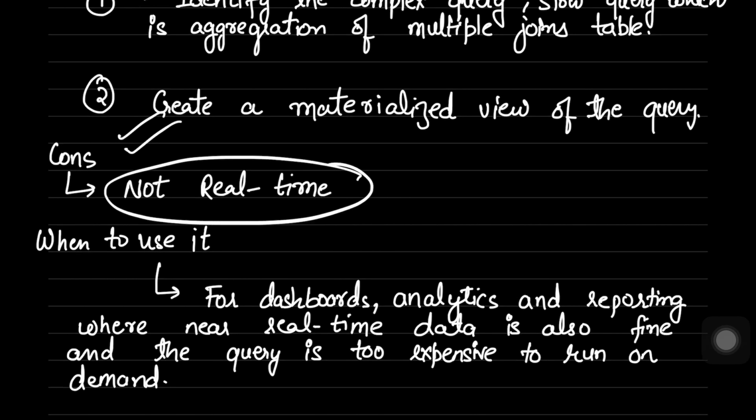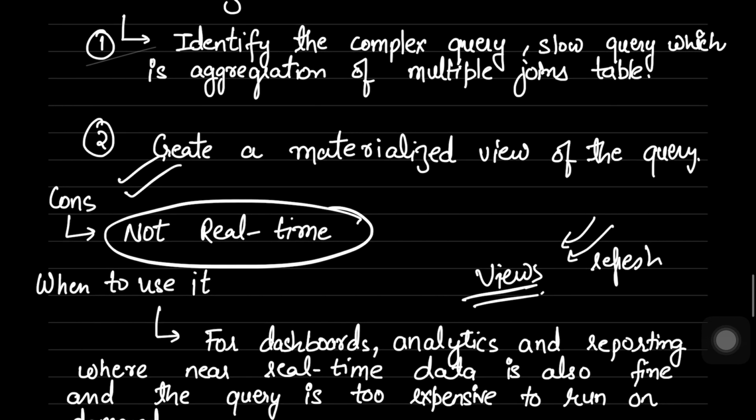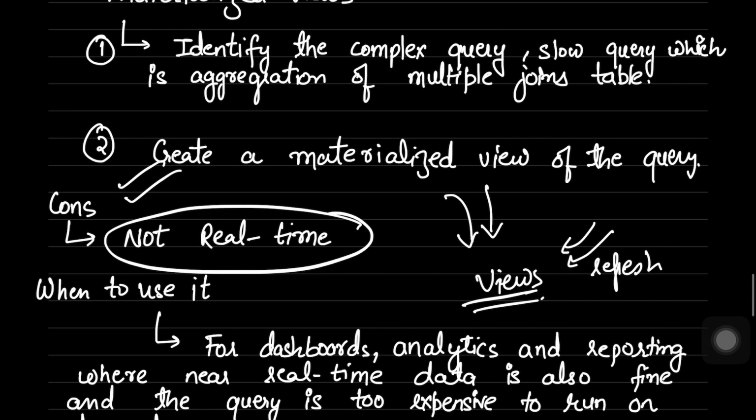So your database will refresh your views periodically, based on the data which you have defined in your view. And your complex query will directly query this view instead of querying the data in real time. It will query the pre-computed data which is already present in the view, and in the background it is getting refreshed.